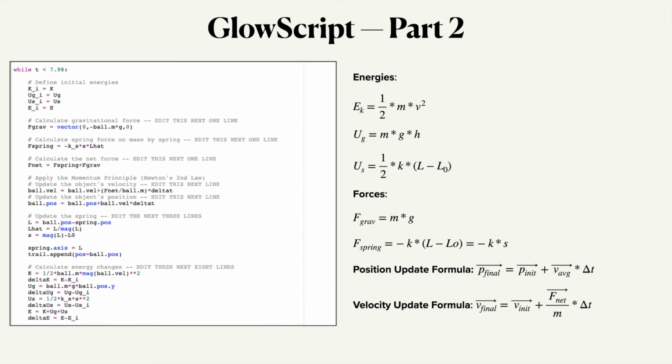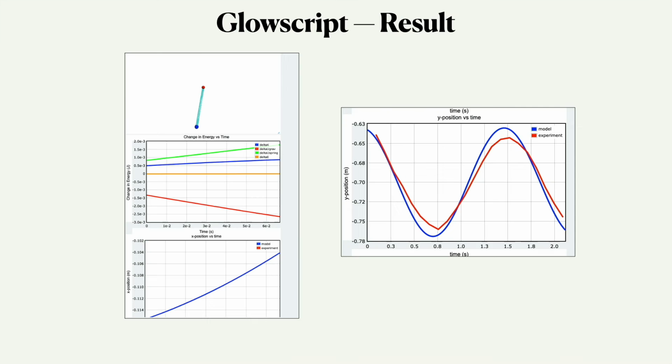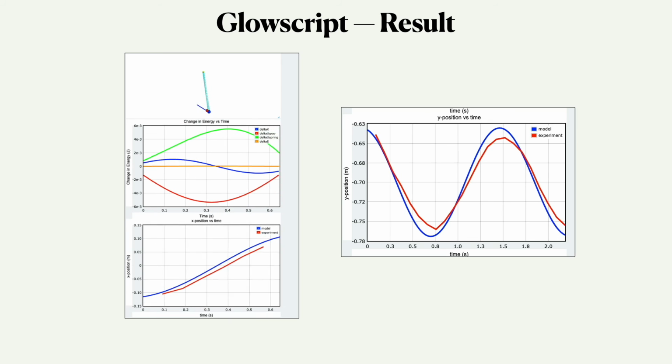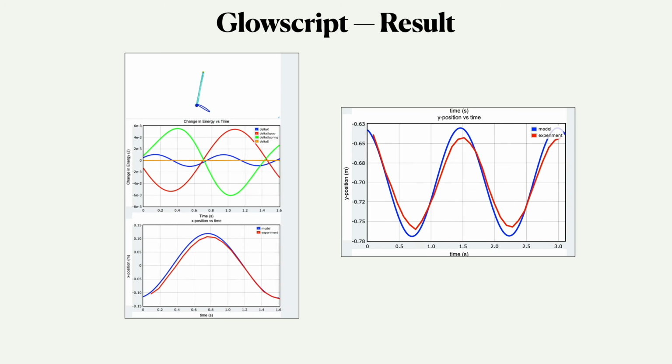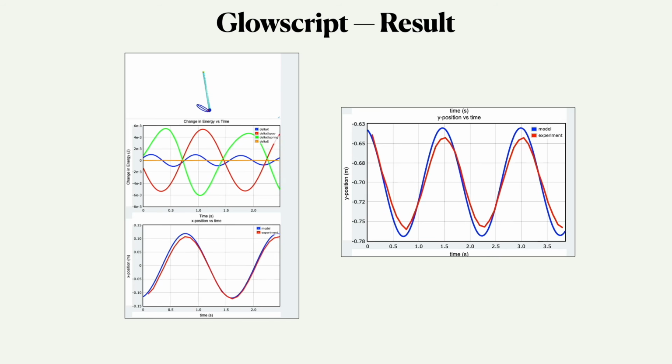After the initial changes, I modified several lines in the while loop. Specifically, I changed the value of the spring and gravitational forces and calculated the net force. I also used the position update formula and velocity update formula to get the position and velocity of the ball on each iteration. Since the spring force is non-constant, I also had to update L, L hat, and S. Finally, I also found the values of each energy and change in energy on each iteration. After modifying the code in GlowScript, I ran the program and observed the motion of the ball on the spring.